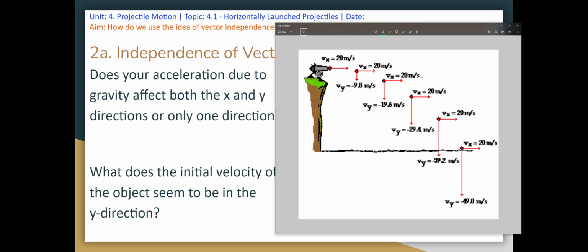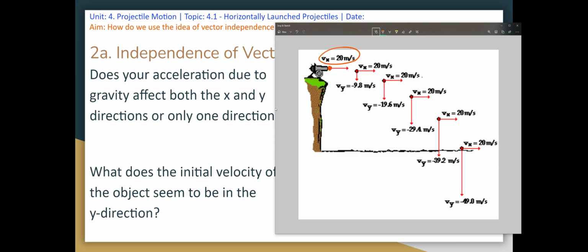And so the second question here says, what is the initial velocity of the object seen to be in the y direction? We know my initial horizontal velocity. We know what that is. It's 20 meters per second. But what was the initial vertical velocity? How fast is it falling down initially?